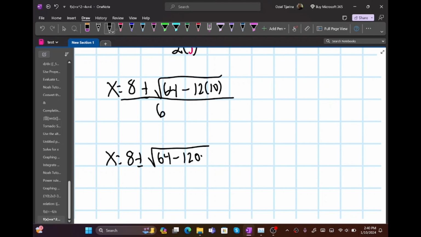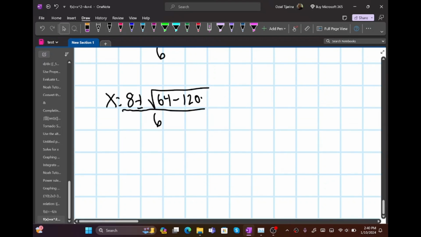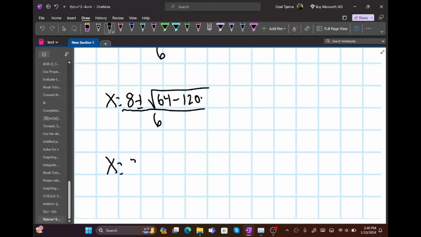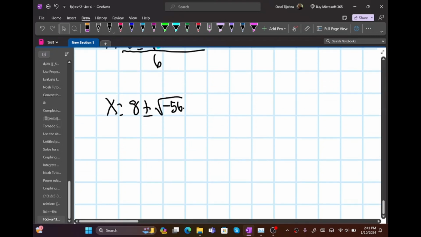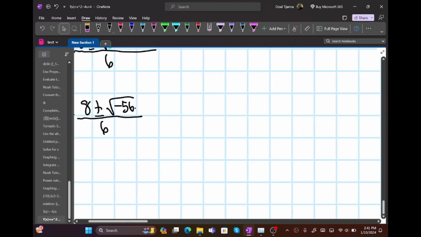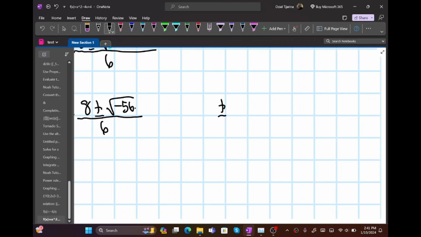And now you want to put that in the calculator and see what it is. So give me 1 second. Alright guys, so we're going to end up having x equals 8 plus or minus the square root of negative 56, all over 6, right? Then remember the following: the square root of negative 1, if I have plus or minus the square root of negative 1, this is plus or minus i.